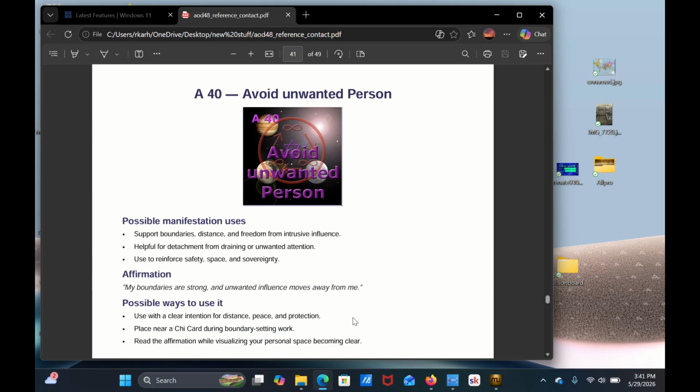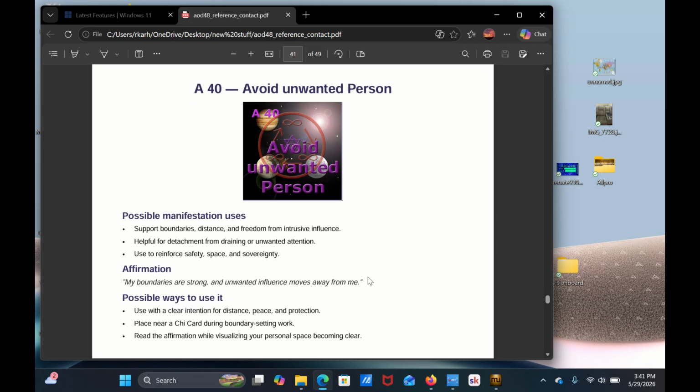Avoid unwanted person. Support boundaries, distance, and freedom from intrusive influence. Helpful for detachment from draining or unwanted attention. Used to reinforce safety, space, and sovereignty. My boundaries are strong and unwanted influence moves away from me.